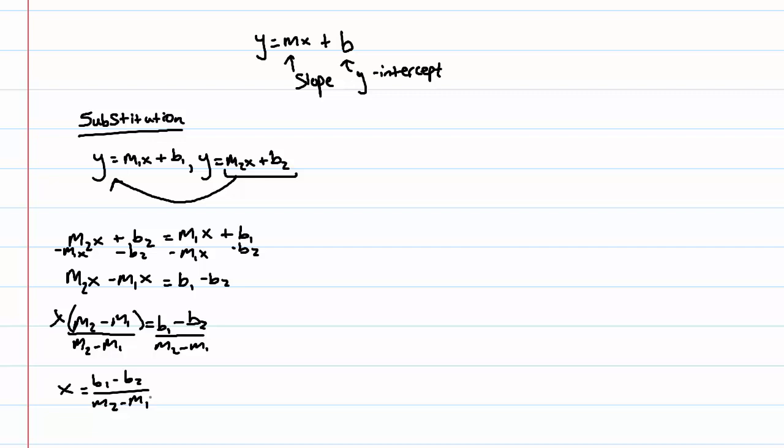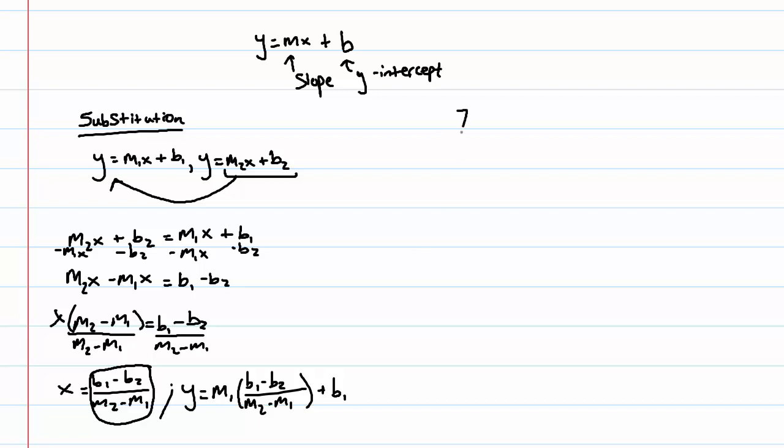From here, we can find what y is, because we can take this value of x and plug it into x in one of the equations. Let's use the left equation at the top. Once we get this, we now have our values for x and y. Let's take a look at an example.